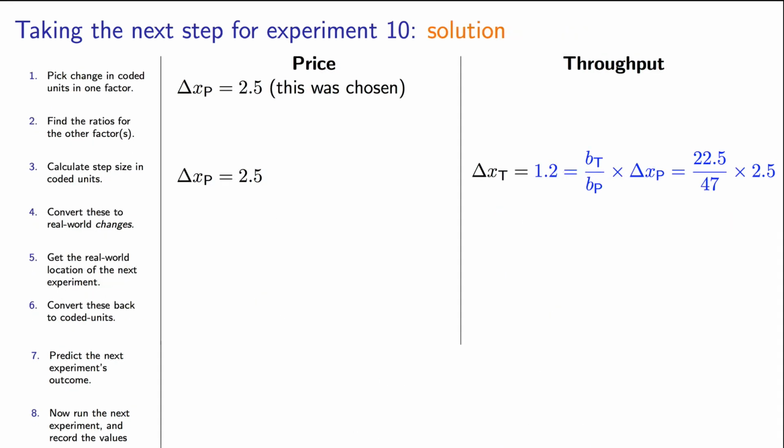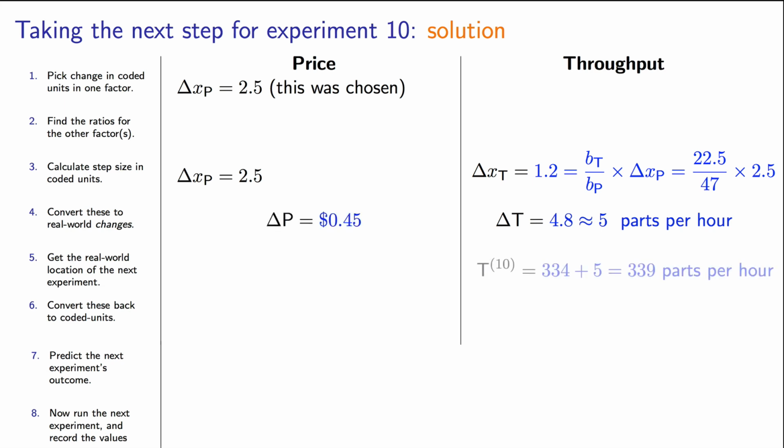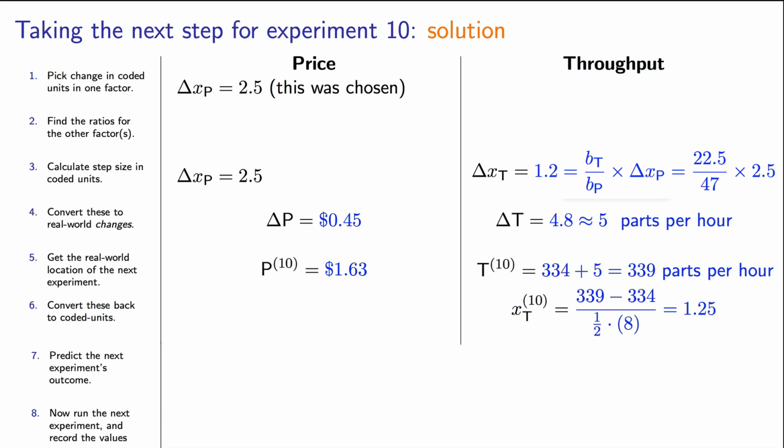So these are the values you should have obtained. Delta xt equal to 1.2. Delta T in real-world units is a change of 4.8 parts per hour, and we'll round that up to 5. Delta p is 0.45, or 45 cents. T for the 10th experiment corresponds to 339 parts an hour, and p is $1.63. xt in coded units is 1.25, just a little bit different from the 1.2 that we had calculated earlier due to rounding. And xp is equal to 2.5.